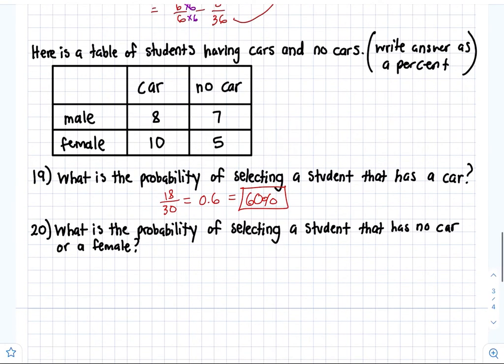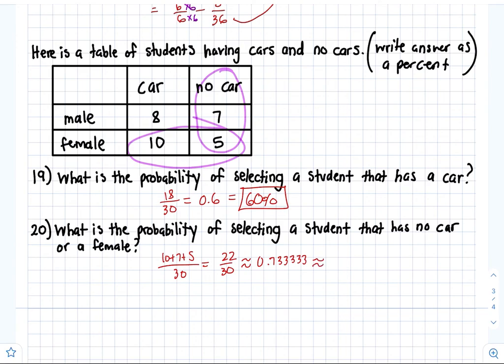What's the probability of selecting a student that has no car or a female? So no car, female. How many students is that? That's a total of 10 plus 7 plus 5 all over 30. That's 22 over 30. 22 divided by 30 is 0.73333 and so on. As a percentage, move the decimal place 2 to the right and round it to the nearest tenth: 73.3%. And there's your quiz review.